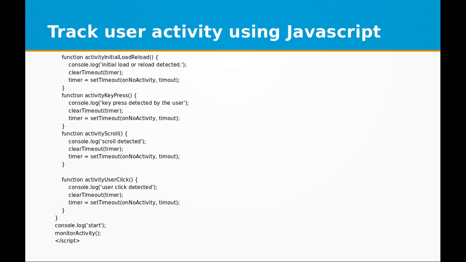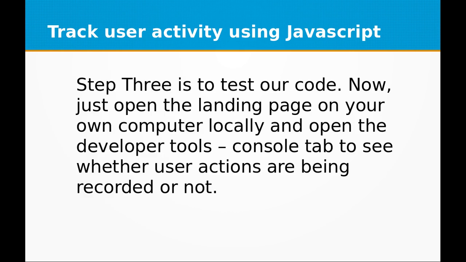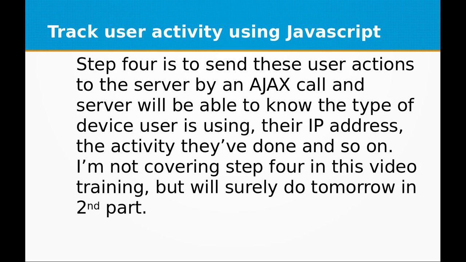So the next step, step 3, is to test our code. Now just open the landing page on your computer locally and open the developer tools like I did. Console tab to see whether user actions are being recorded or not. Step 4 is to send these user actions to the server by an AJAX call, and the server will be able to know the type of device the user is using, their IP address, the activity they have done so far, and so on. I am not covering step 4 in this video training, but will surely do it tomorrow in the second part.